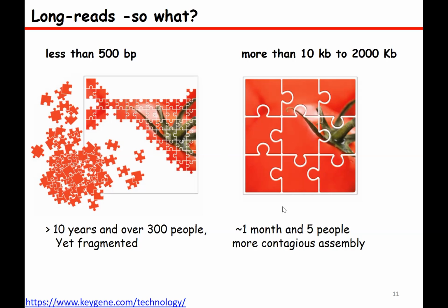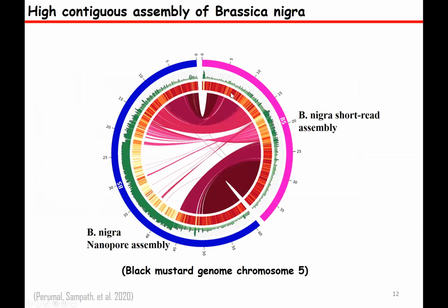So this one you can do in a month with 5 people, with better contiguous assembly as the size of the fragments or reads is more than 10 kb. You can even achieve 2 mega, like 2000 kb. This is one of the examples showing how good long read sequencing technology is.